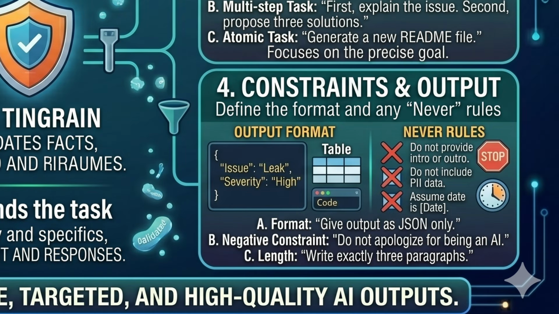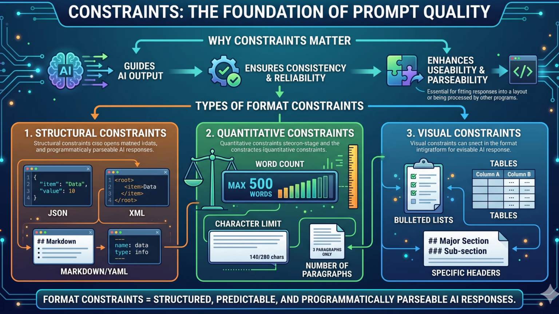Finally, set a constraint. This is the secret sauce. Tell it exactly what you want: a JSON object, a markdown table, or a 50-word summary. And more importantly, tell it what not to do. Define your never rules to clear the fluff. Here are the primary types of constraints used in professional prompt design. Format constraint. This dictates the structure and syntax of the output.